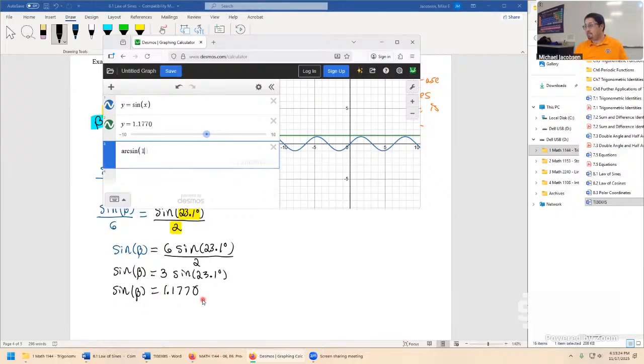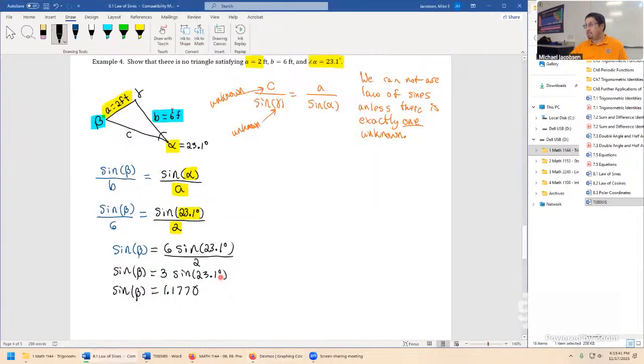Arc sine of 1.1770 is undefined. We had a question like that on the exam as well, I think for a cosine inverse, where something comes out as undefined as well. That's just because the domain of arc sine is between -1 and +1. You can never actually solve this value. So that's where this starts to come together. We have no solution right here because the value is larger than 1. No solution.